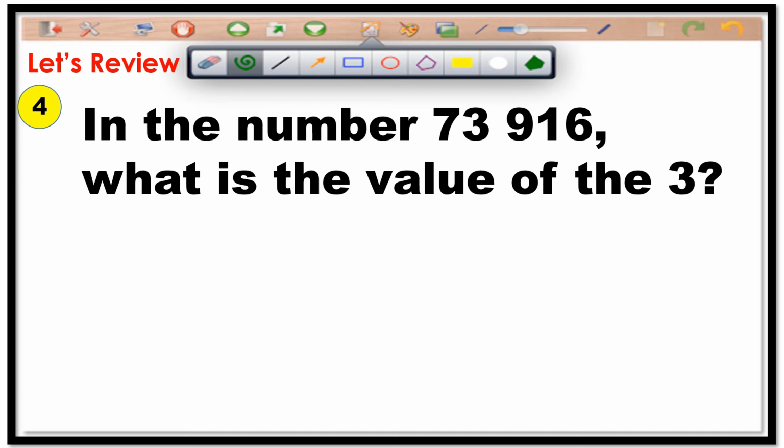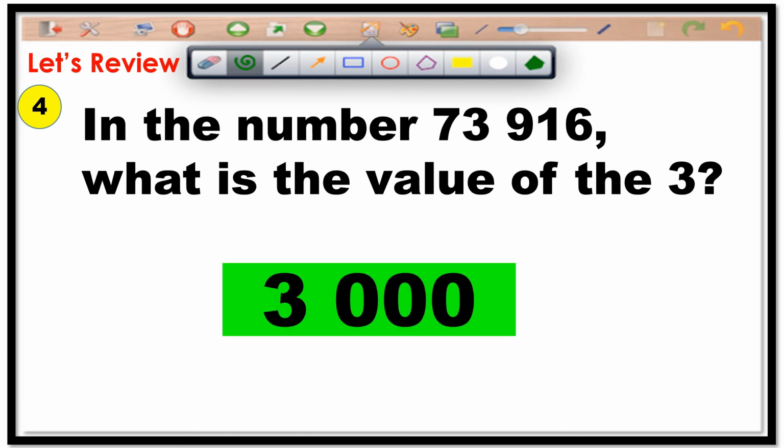Thousands. So, dahil nasa thousands place value, therefore, ang value ni 3 ay 3,000. Kasi multiply mo lang si 3 sa place value niya na thousands. So, 3 times thousands equals 3,000. So, let us check, 3,000 nga ba ang sagot? Yes, the value is 3,000.